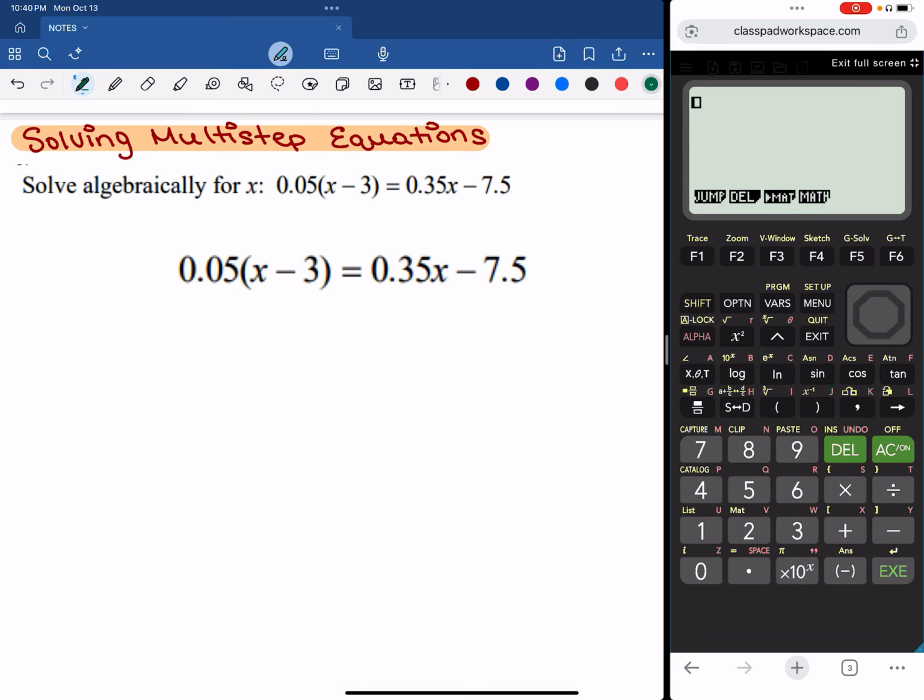Hey guys, here's the quick video as promised on solving this multi-step equation.